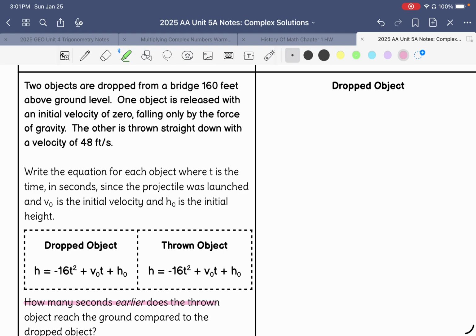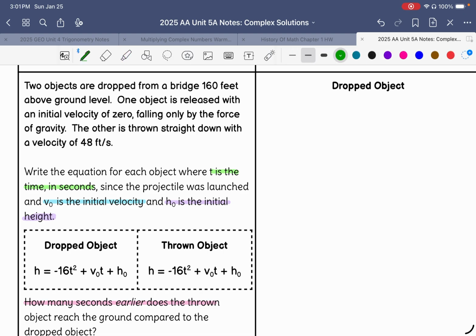Now, what our equation tells us here is that t, of course, is the time in seconds. V sub 0 is your initial velocity. Y'all might be familiar with that notation if you are in physics. And h sub 0 is the initial height.